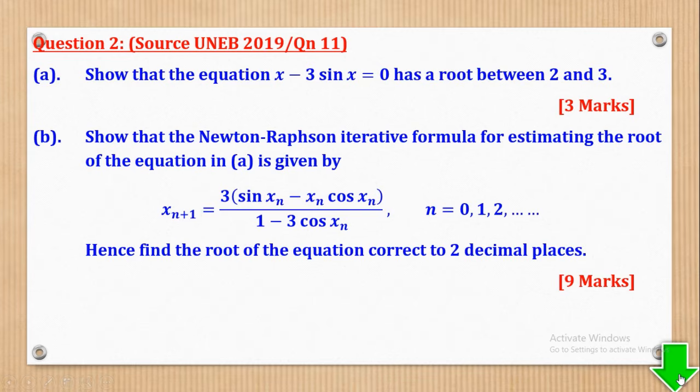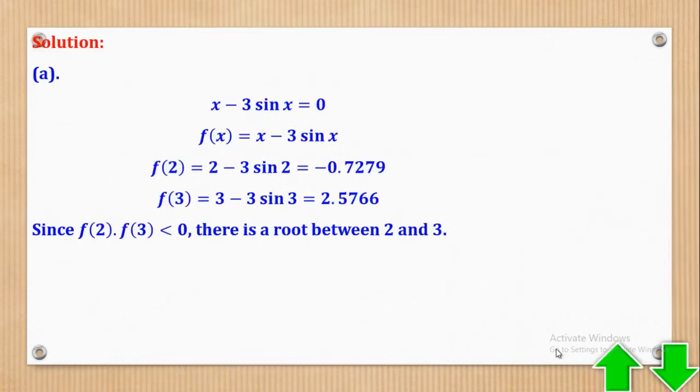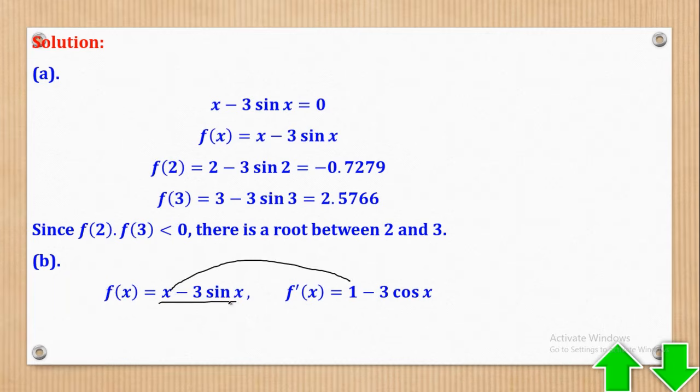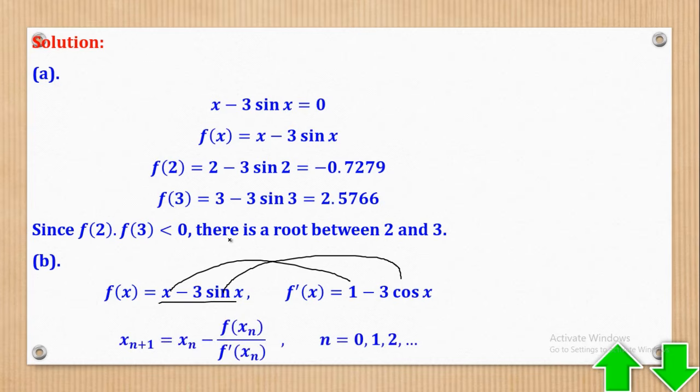So let's also do part B. For part B, the first thing to do is to get the derivative. So this is f(x). When I differentiate x, I'll come up with 1. When I differentiate 3 sine x, I'll come up with 3 cos x. The next is to quote the formula for Newton-Raphson. Remember, the formula has to be quoted.